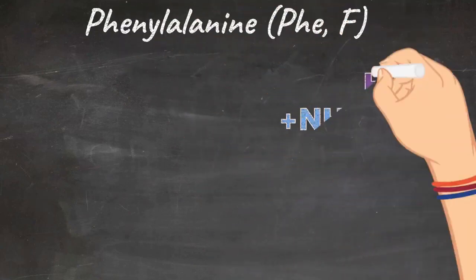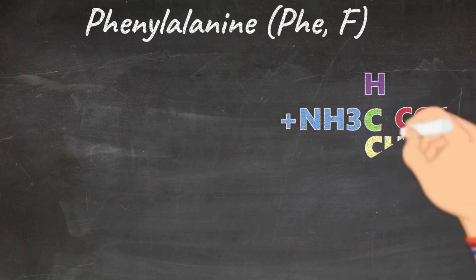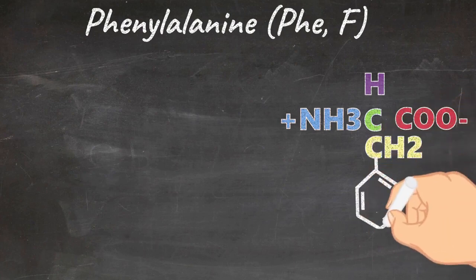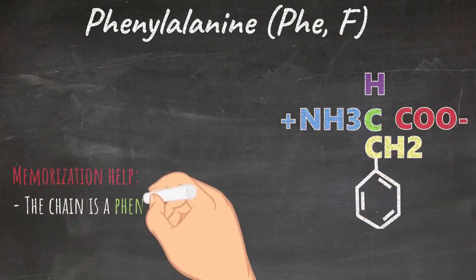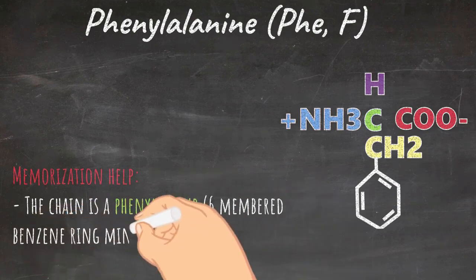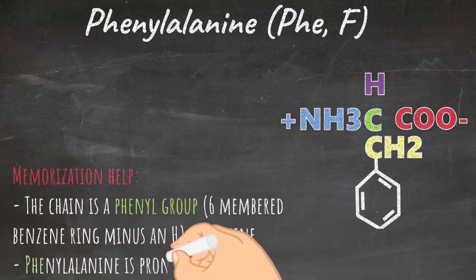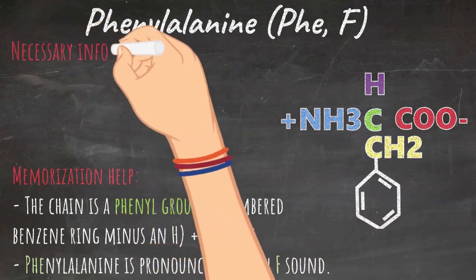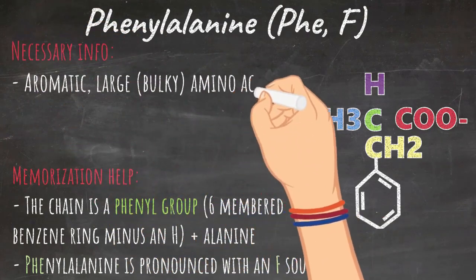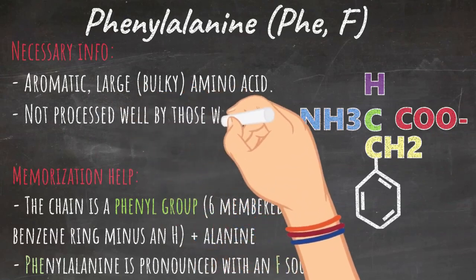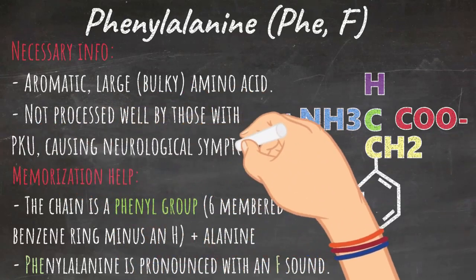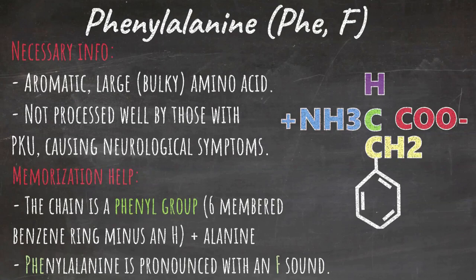Phenylalanine is abbreviated PHE or F. So I think of this as pronouncing it with an F sound, so phenylalanine. The chain is a phenyl group, which is a 6-membered benzene ring minus a hydrogen plus an alanine from the very beginning of this video. So some necessary information is that it is aromatic, it is a large or bulky amino acid, and that it's not processed well by those with PKU, which causes neurological symptoms, as this amino acid will build up in their brain.